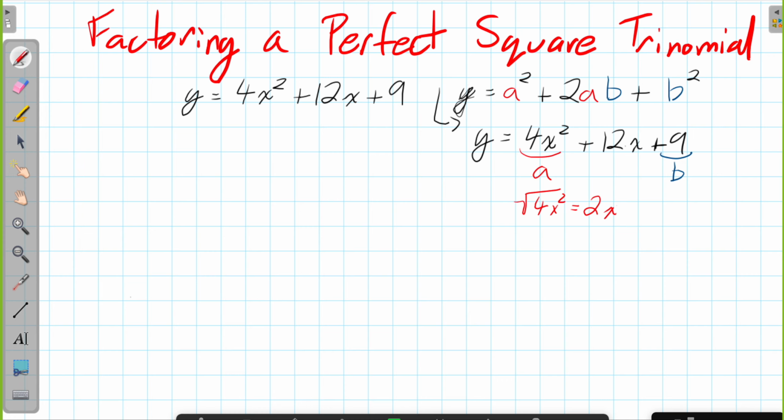We also need to find the square root of the very last term. And again, technically you get a plus and a minus, but we're going to focus on just the positive value, which is 3. So if our b value is 3 and our a value is 2x, that means this can be written like this perfect square trinomial. y is equal to 2x squared. Think of that as our a value, plus 2 times 2x.